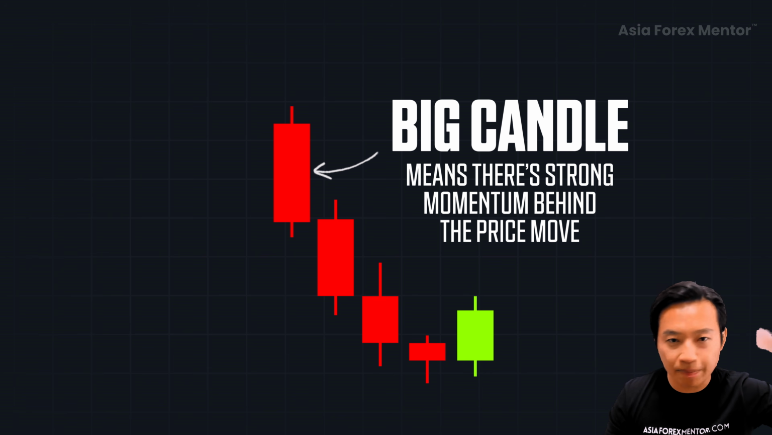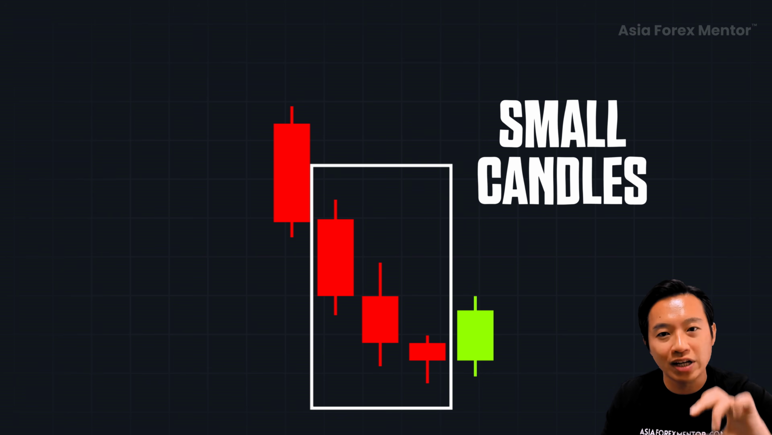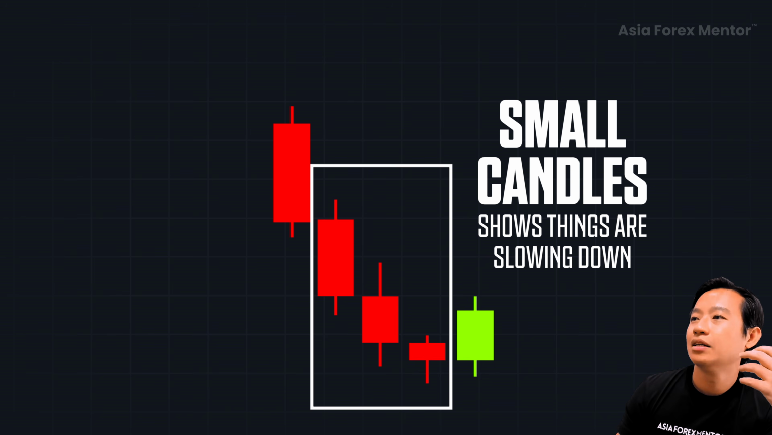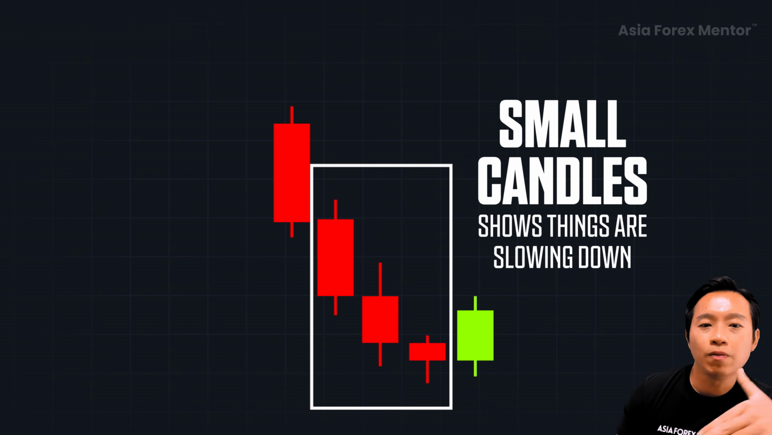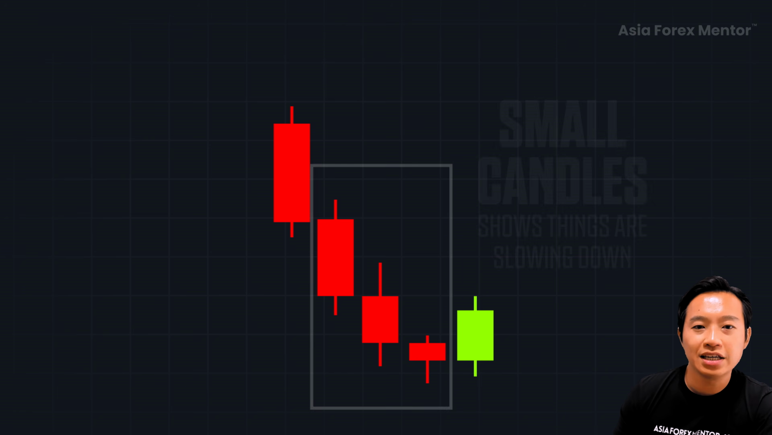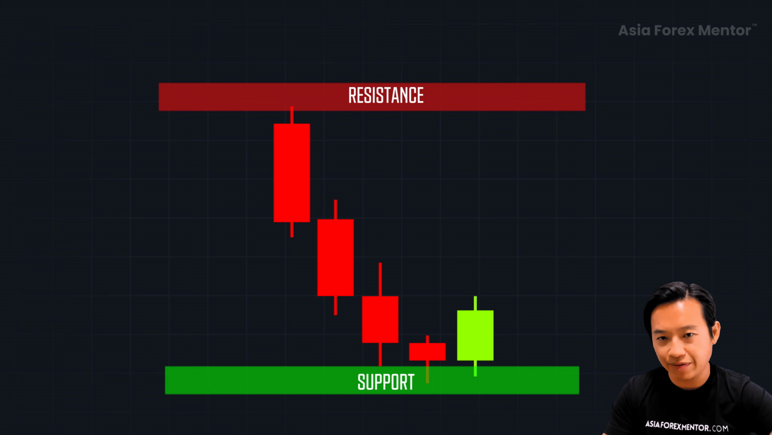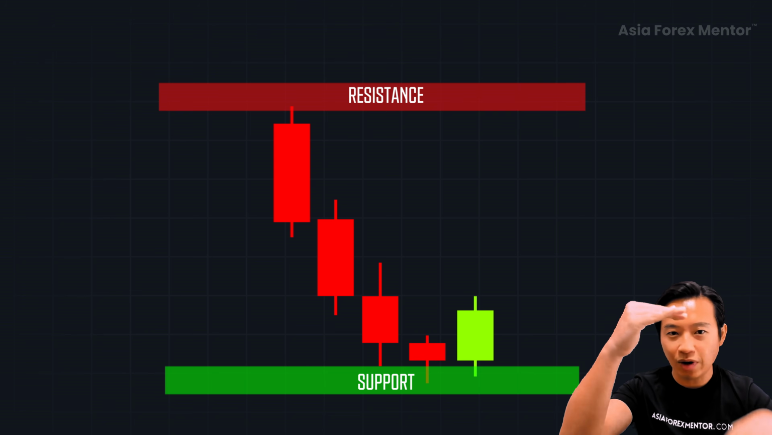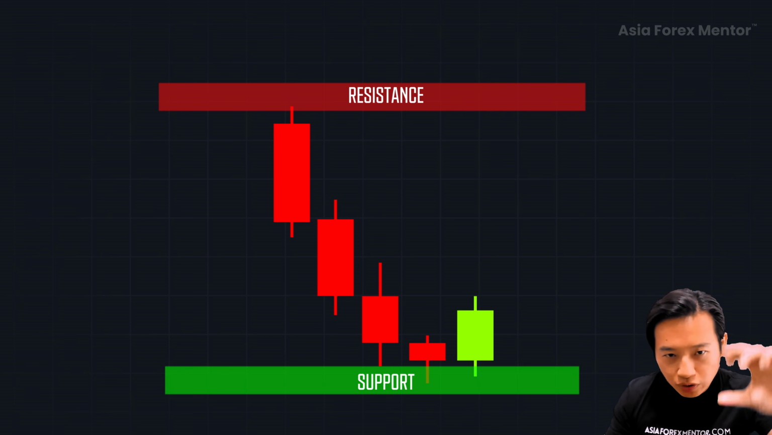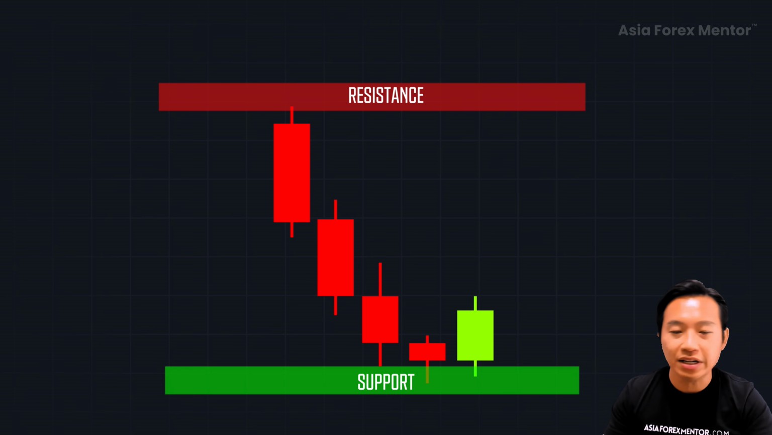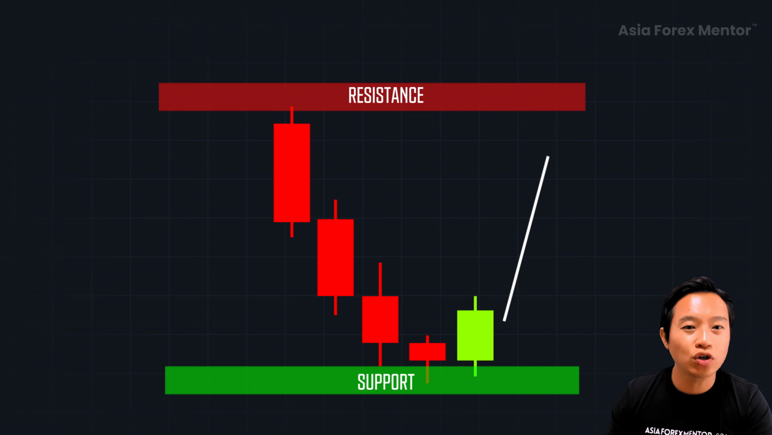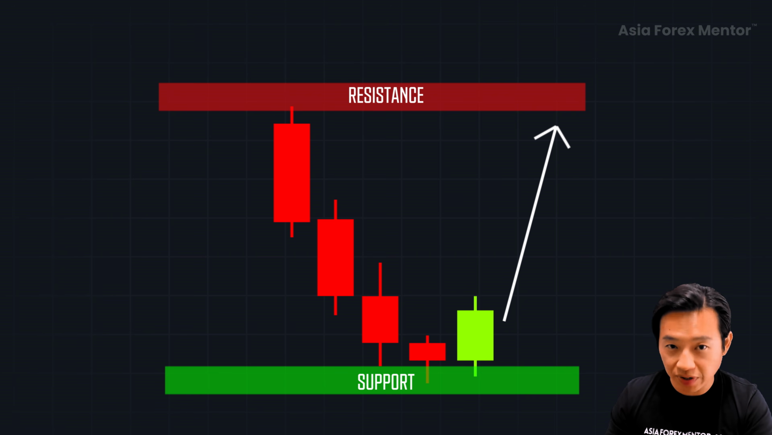Whether it's a big green one or a big red one, there's strong momentum over there. But when the candle starts getting smaller and smaller, it shows that what? The sellers or the buyers are slowing down. Things are slowing down. Here's the key. When you combine this with a strong support or resistance level, support is like a floor where price bounces back up, right? Resistance is like a ceiling where price can't go higher and might drop. So if you notice shrinking candles near these levels, it is a sign that the market could be gearing up for a reversal, right?